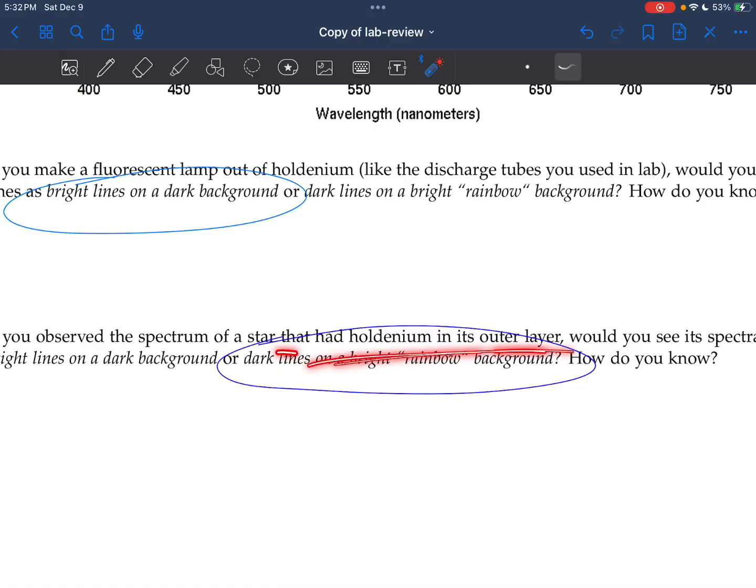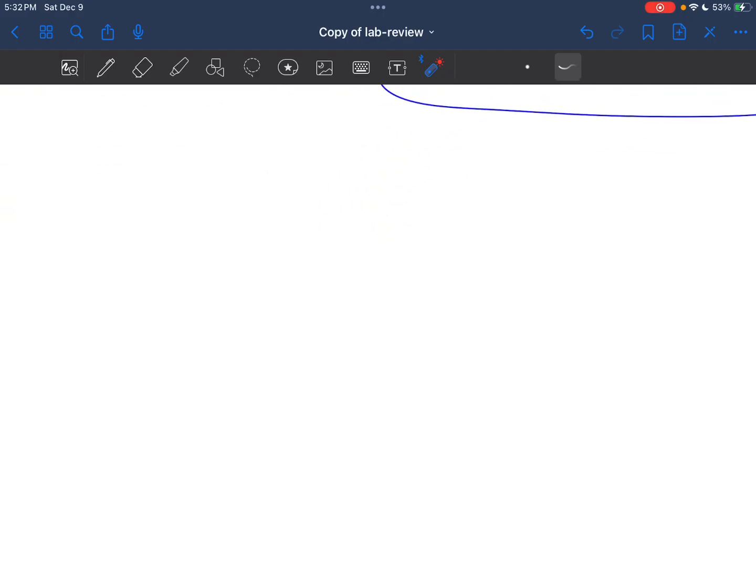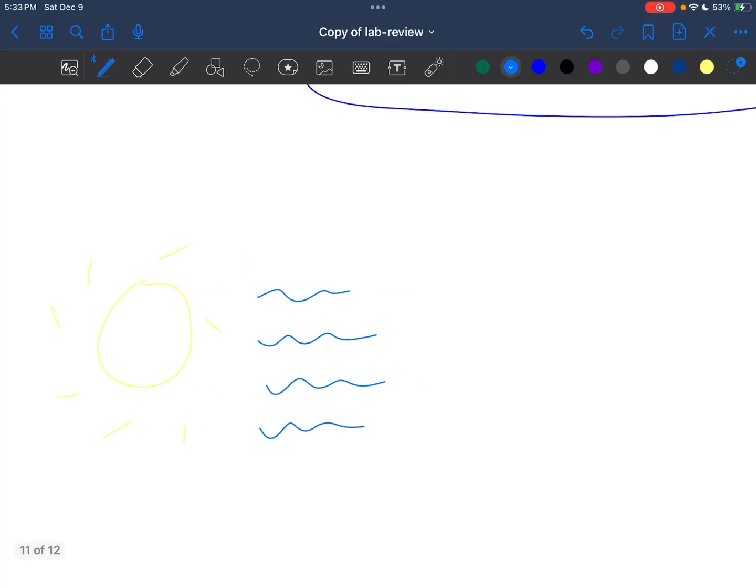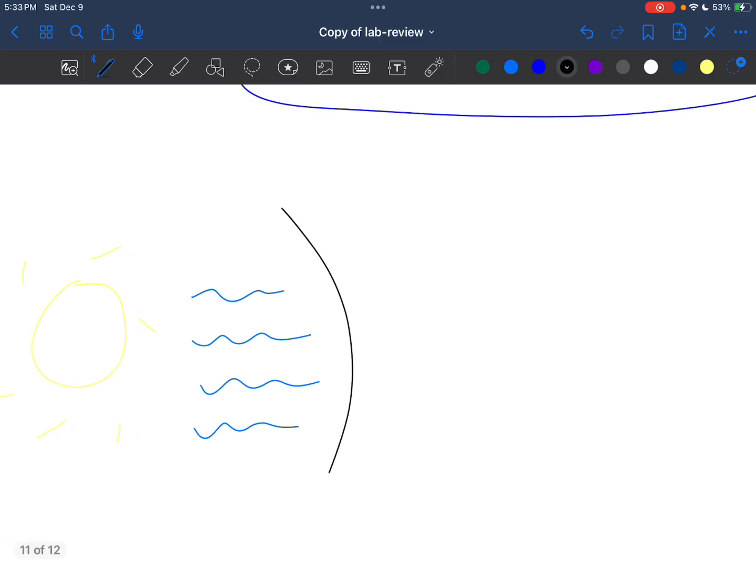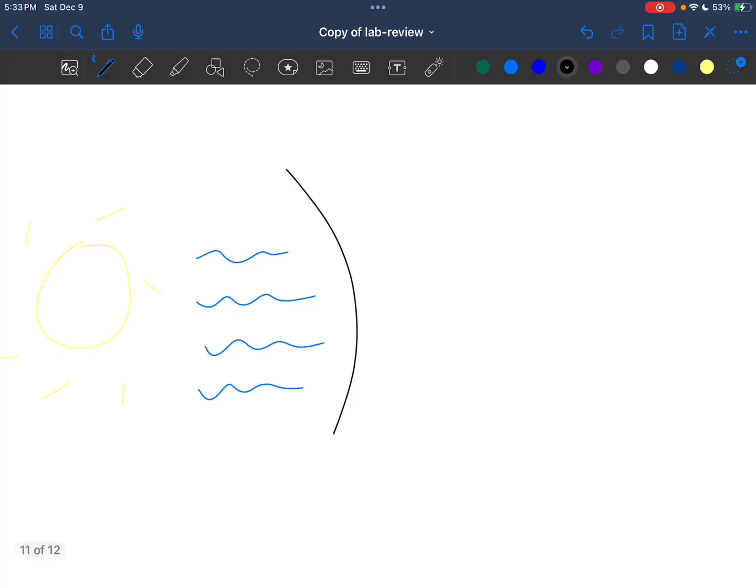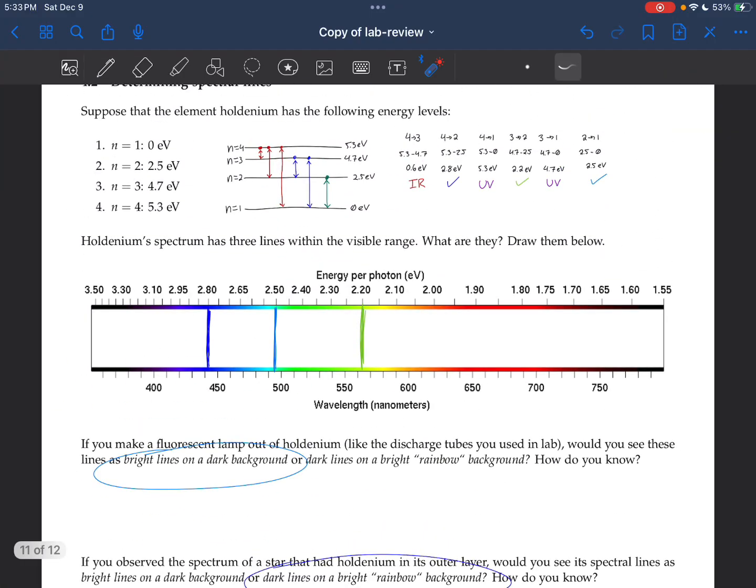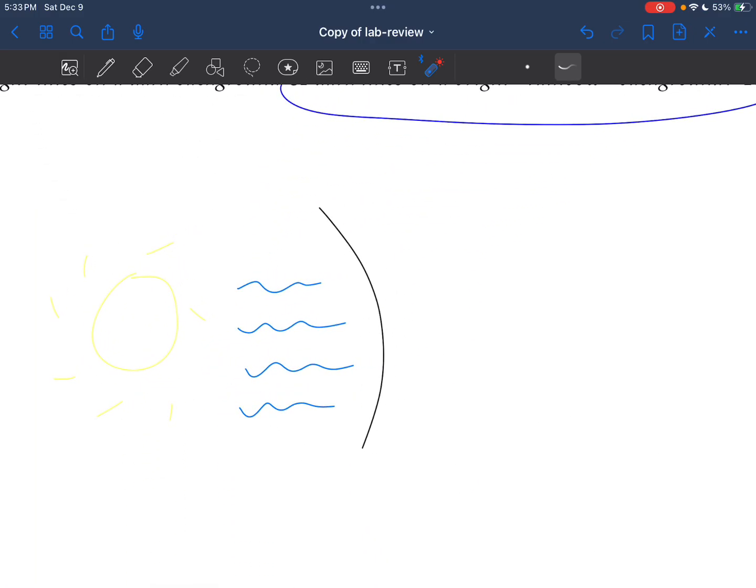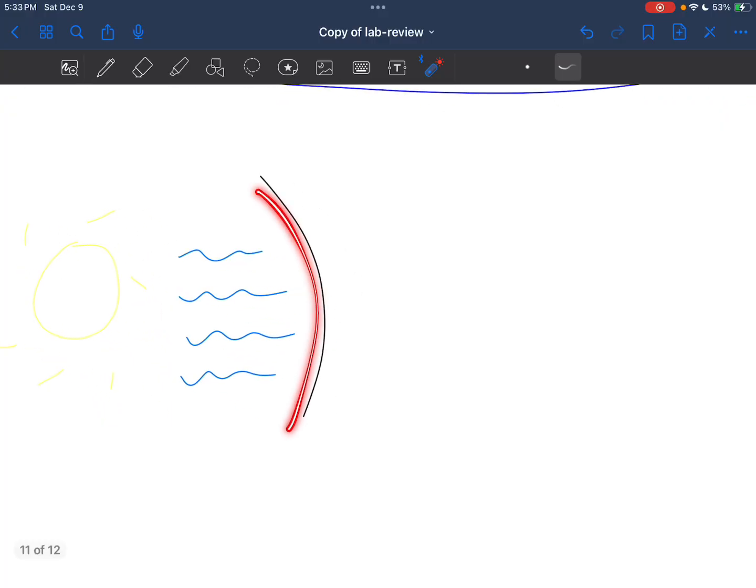And the Holdenium in the outer layer, well, the light's being emitted from the star. So I draw my star here. Light's being emitted from the star. It's emitting all of the light. But what's happening is in the outer layer, we'll say the atmosphere is here-ish, in the atmosphere, Holdenium is absorbing the 3 specific wavelengths, right? It's now absorbing, so it's going up in its energy levels.